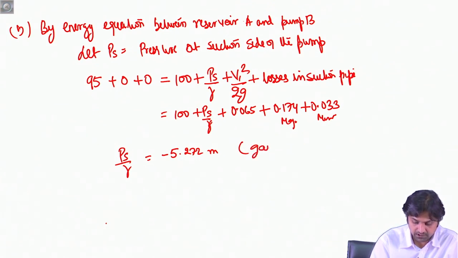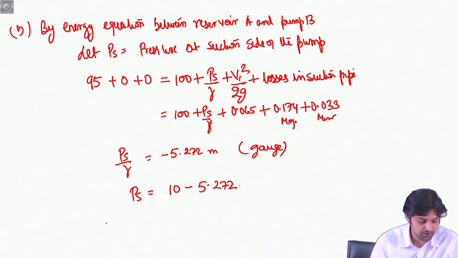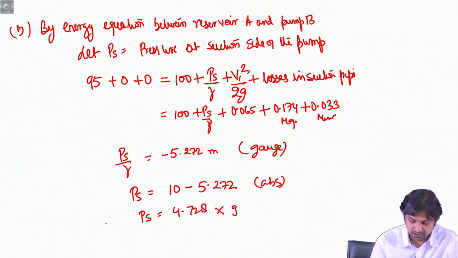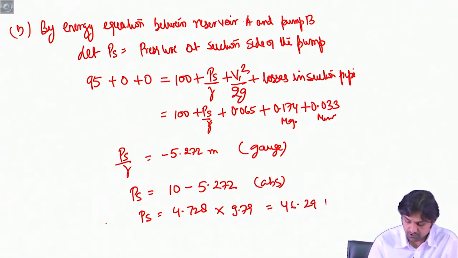This is gauge. So the real pressure is going to be 10 minus 5.272, because we have already been told the atmospheric head is 10, so it is going to be 4.728 meters, multiplied by 9.79 to get it in kilopascals. So 46.29 kilopascal absolute.